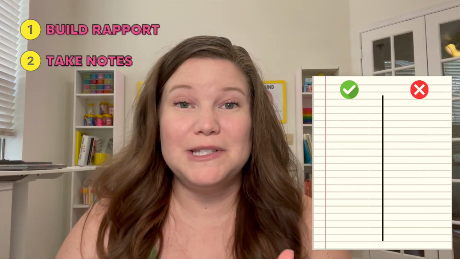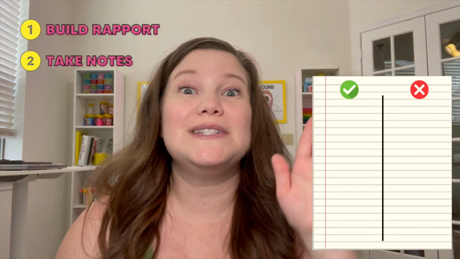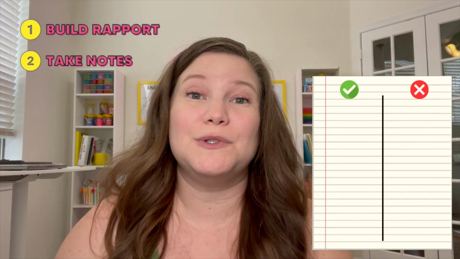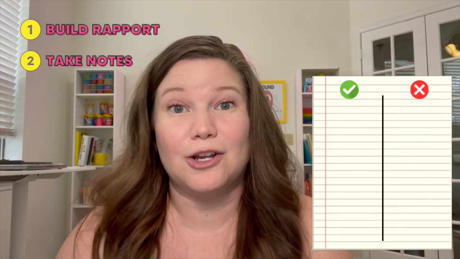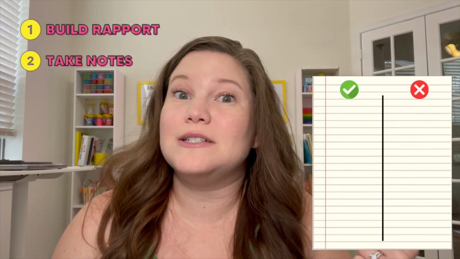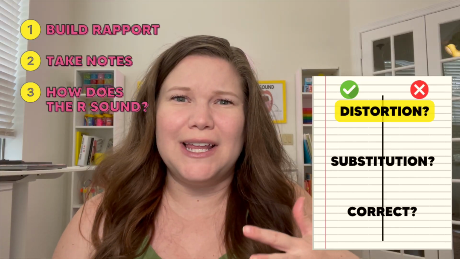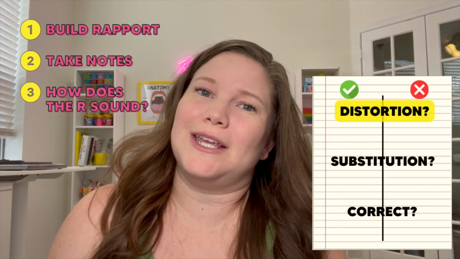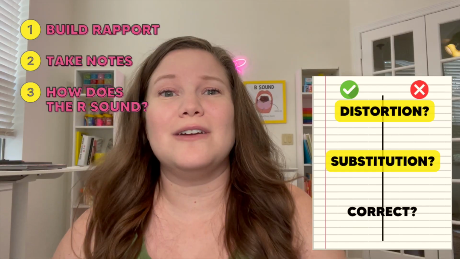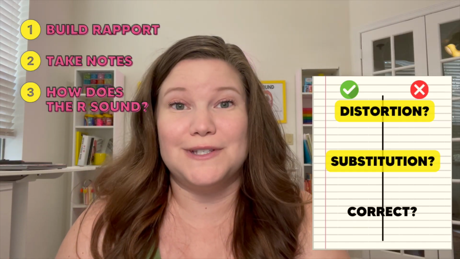While you're talking to them, you are gonna be taking notes. Take a piece of paper, draw a line down the middle. On one side, you're gonna write down words you hear correctly produced. On the other side, write down words you hear incorrectly produced. Are you hearing a distortion? Does it sound like it's almost an R, but just not quite accurate? Or is it a substitution? Are they totally swapping out the R for another sound, probably a W?